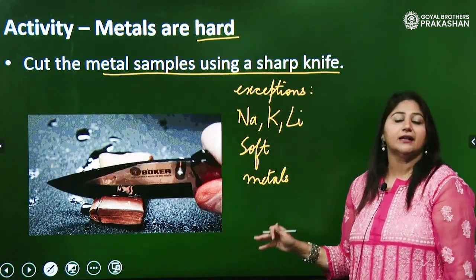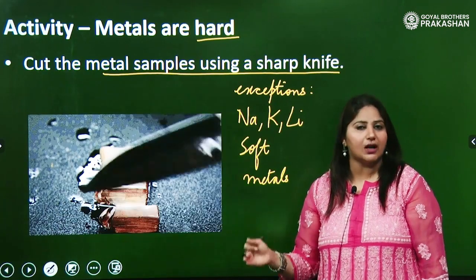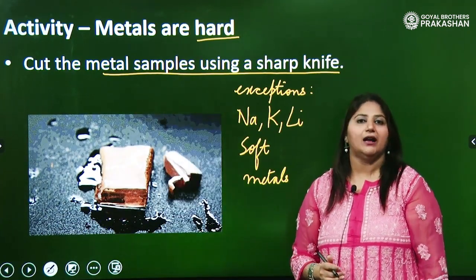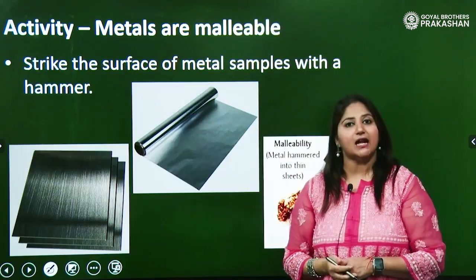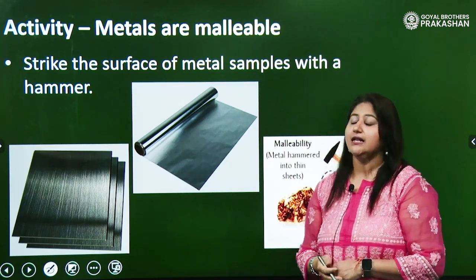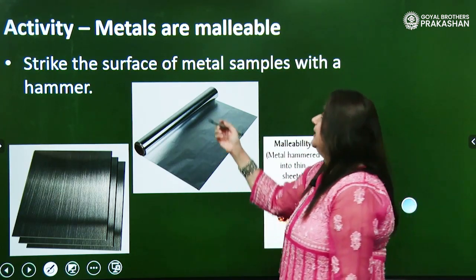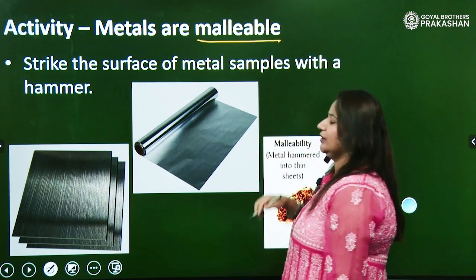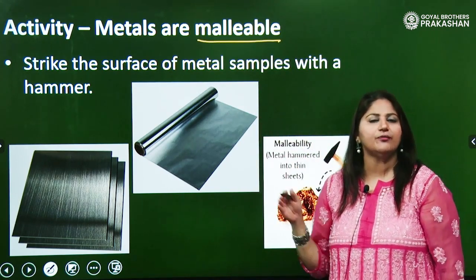Now, usually metals are hard. They are hard to cut by using a sharp knife. I hope you have understood the activity. Let's understand this important activity. This activity will prove that metals are malleable. So, the question arises, what is the meaning of malleable?